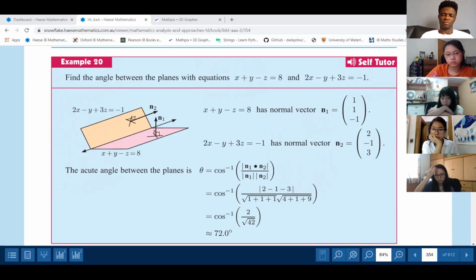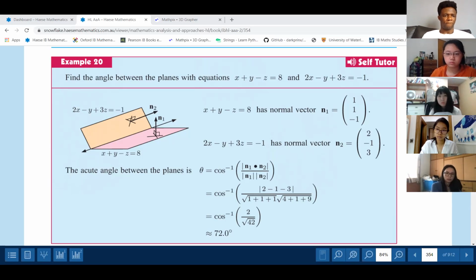In this example, the planes are both given as Cartesian equations, so their normal vectors are the coefficients of x, y, and z. We now use these vectors in the formula. The scalar product is the product of the x components plus the product of the y components plus the product of the z components. The length of each of the vectors is the square root of the sum of the squares of the components. We perform the calculations and take the inverse cosine to find the angle between the planes is about 72.0 degrees.